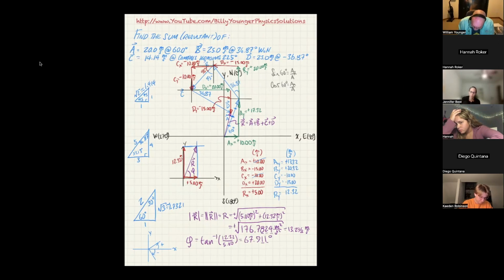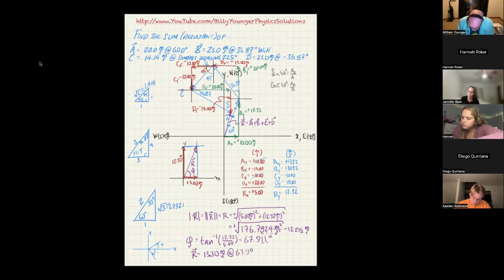So what I can say is R vector is equal to, technically I have to write this as 13.30 meters per second at, notice that angle's already in standard position, so I don't have to put anything extra. I can just say at 67.9 degrees.